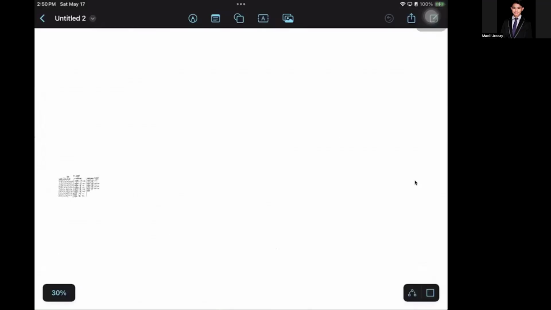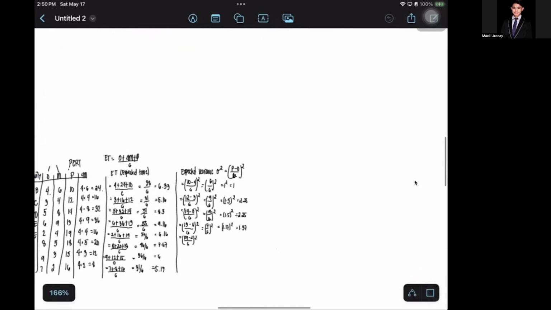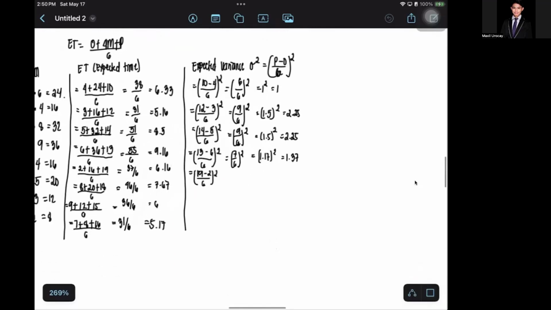So after this one, 19 minus 2 is 17, over 6. So 17 divided by 6 is 2.83 squared. 2.83 times 2.83 is 8.0001.